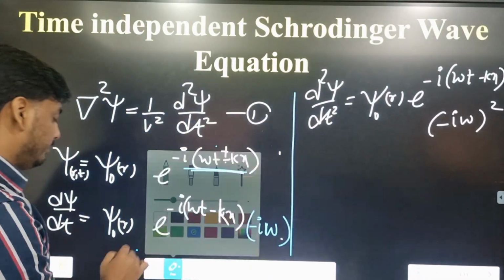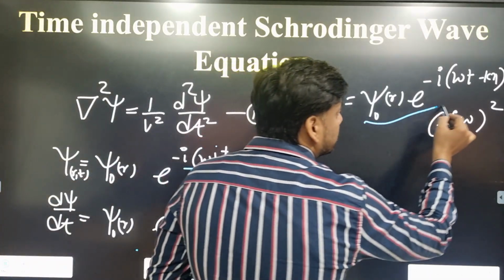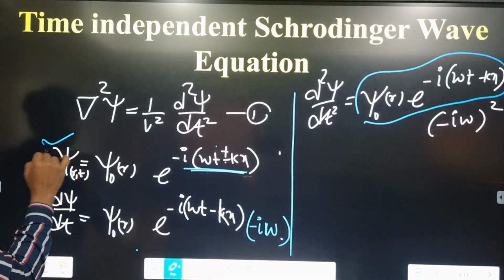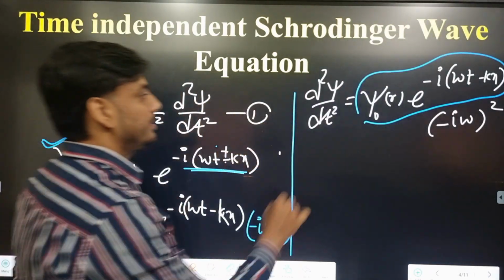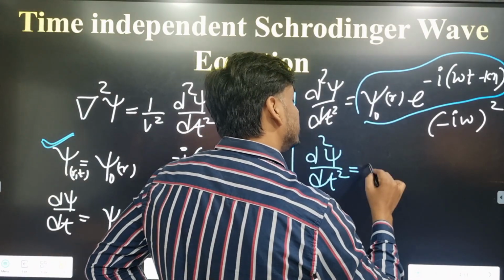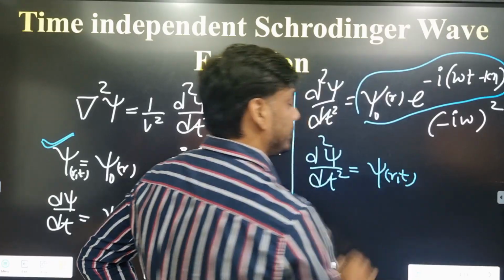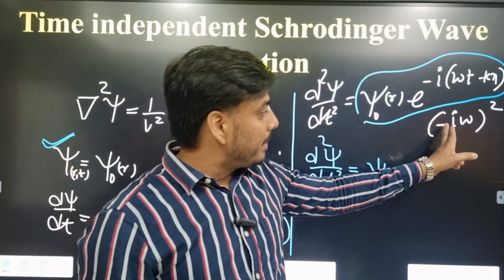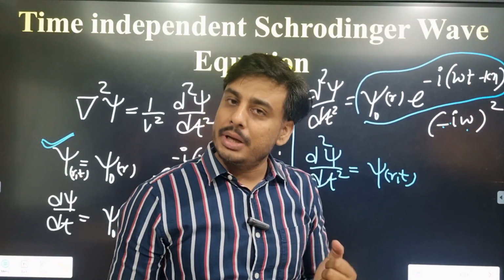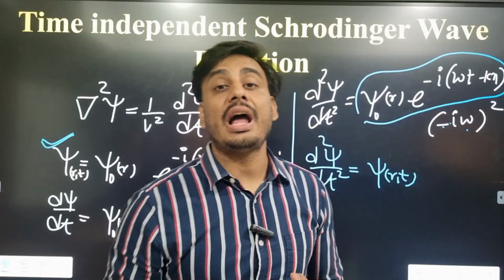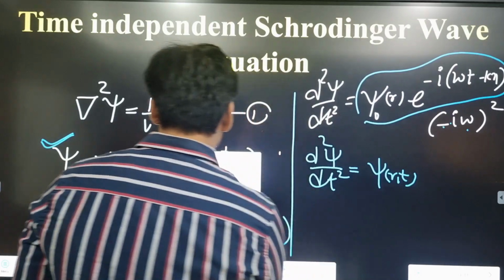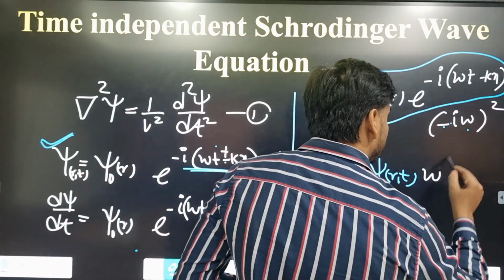Now we have to write this down. See this one, omega, psi naught and this term except minus i omega. So this is nothing but psi(r,t). So you can directly write psi(r,t) there. So you can directly write d square psi by dt square equal to psi(r,t) times minus i omega whole square. Here minus square will be plus, i square will be i square, and omega square will be omega square. In case of complex numbers, i is nothing but the square root of minus 1, so i square will be minus 1. So this is nothing but minus omega square.